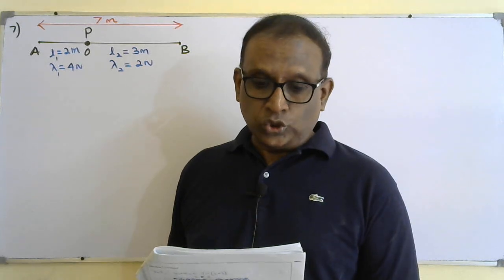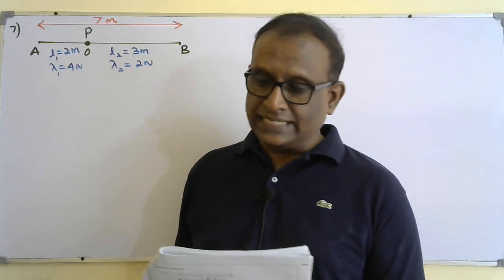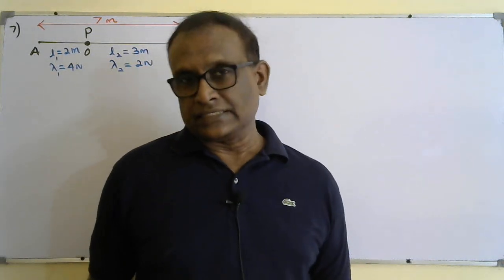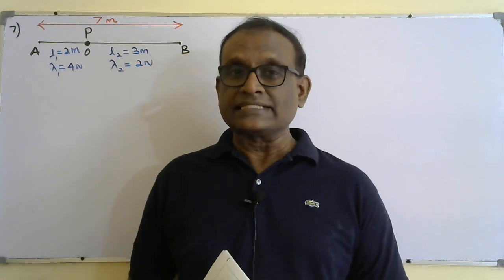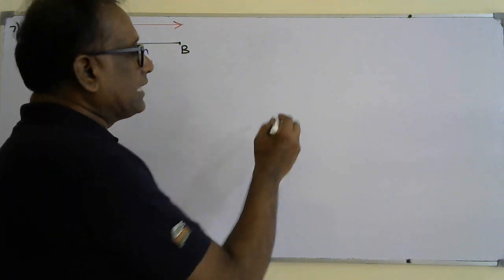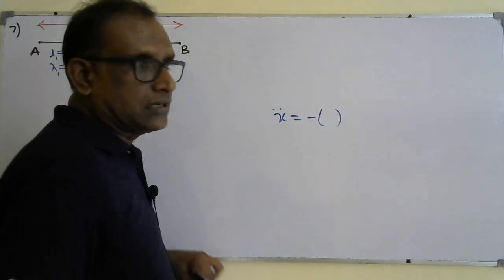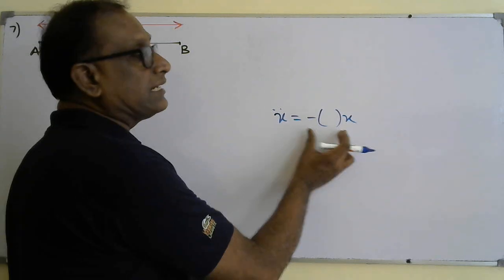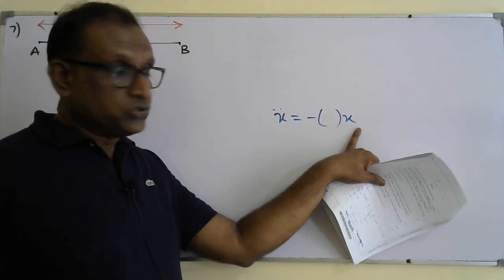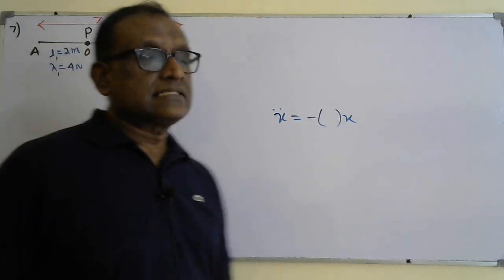B part, first part: show that P initially moves with simple harmonic motion with center O. For that we need to get an expression of the format x double dot equals minus omega squared x. That is, we need something like x double dot equals minus a constant into x. Then only we can say x double dot is directly proportional to x in the opposite direction, the minus sign. To show that, we'll see like this.